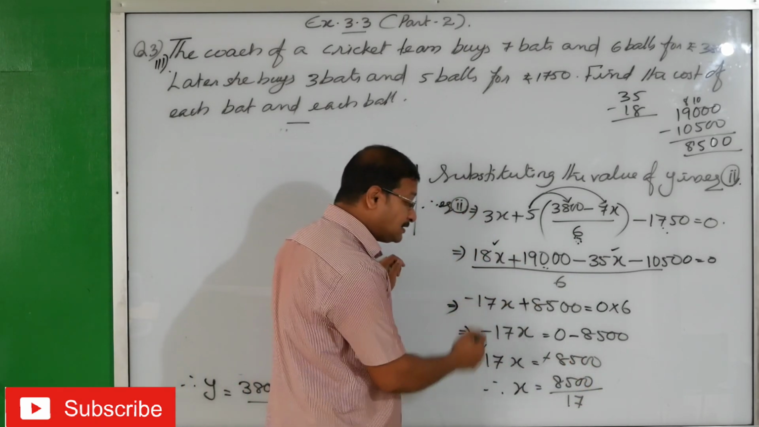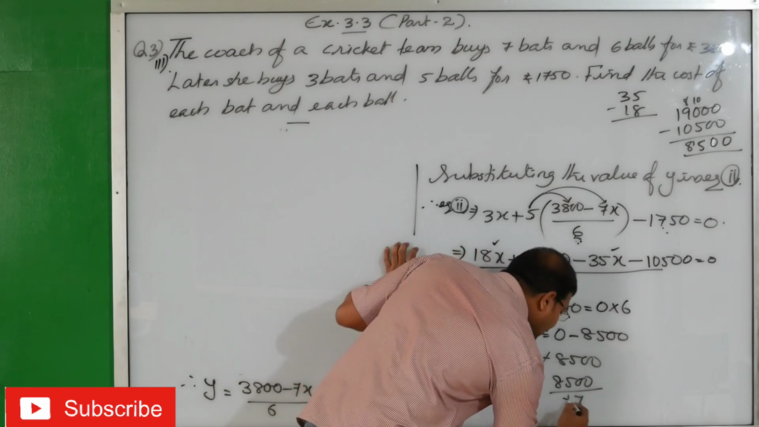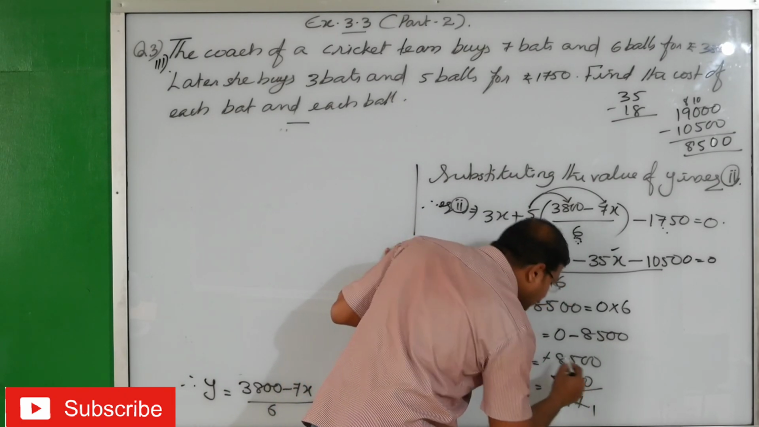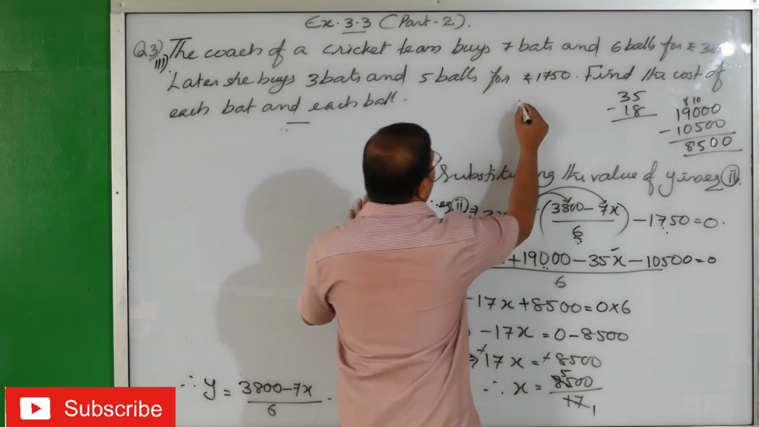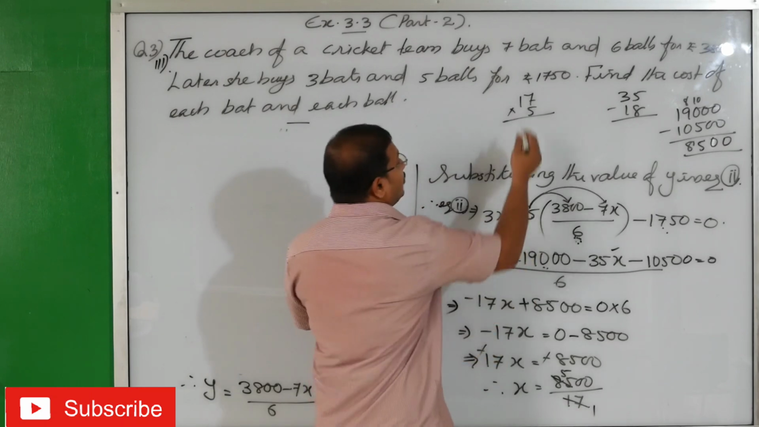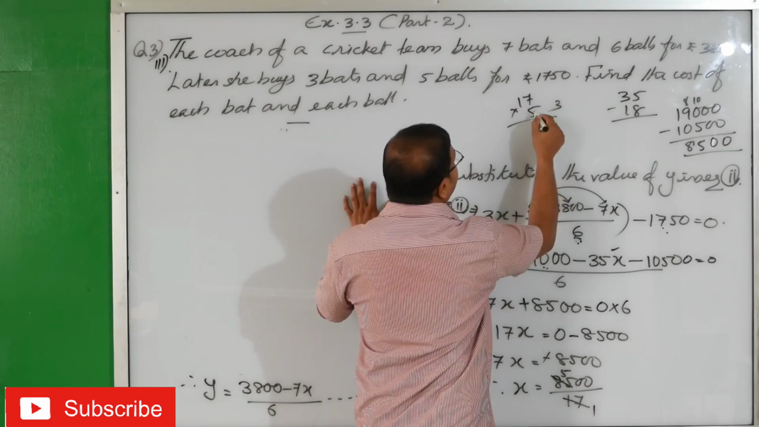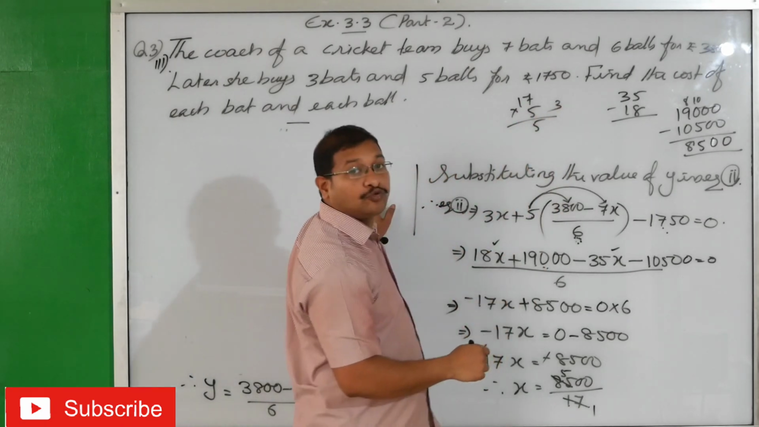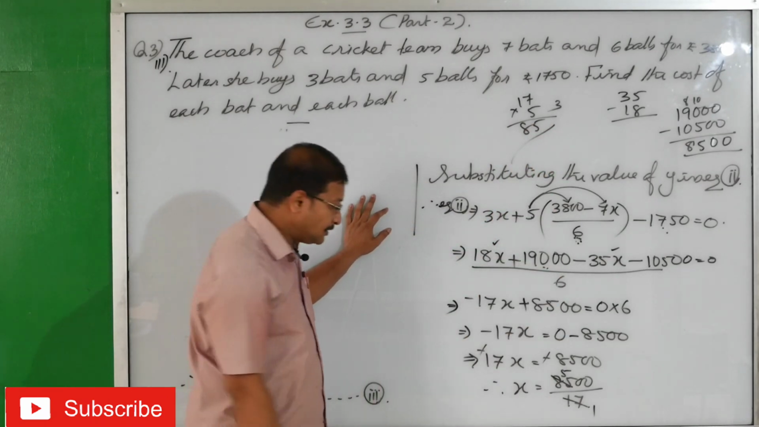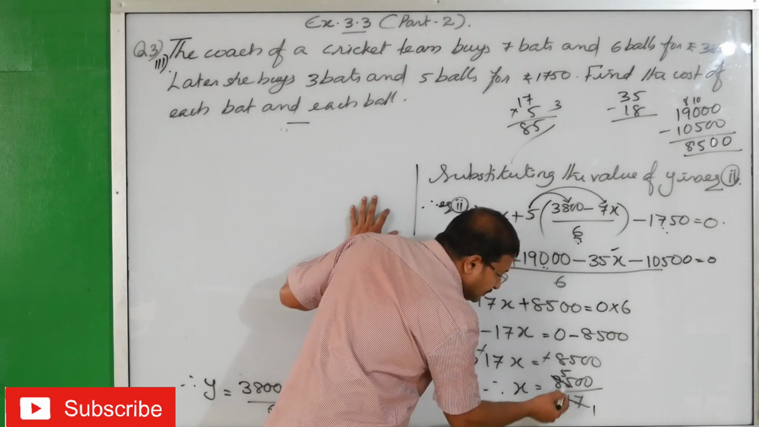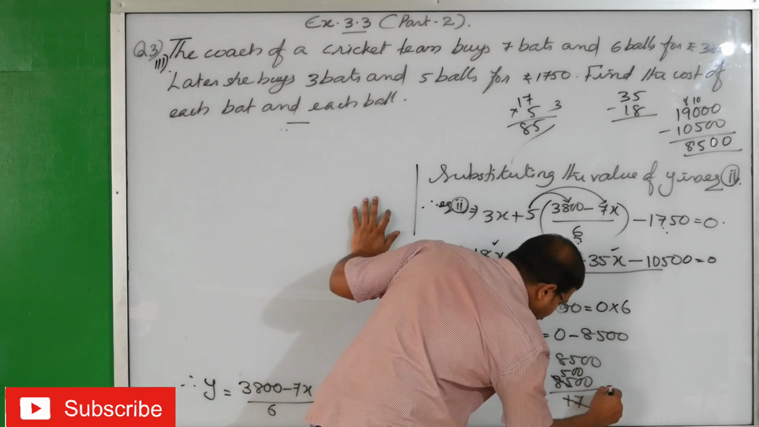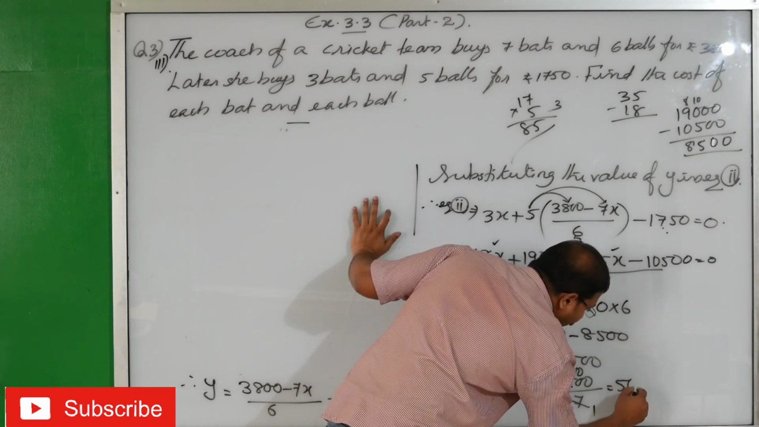Now what you'll do? We'll cancel by 17. 17 ones are 17. 17 fives are 85. If you have doubt, you will multiply it like this. 17 into 5. 7 fives are 35. 3 in hand. 5 ones are 5 plus 3, 8. So we got it. 85. Ready? That means 17 ones are 17. 17 fives are 85. After that, these two more zeros will put. That means x equals 500.